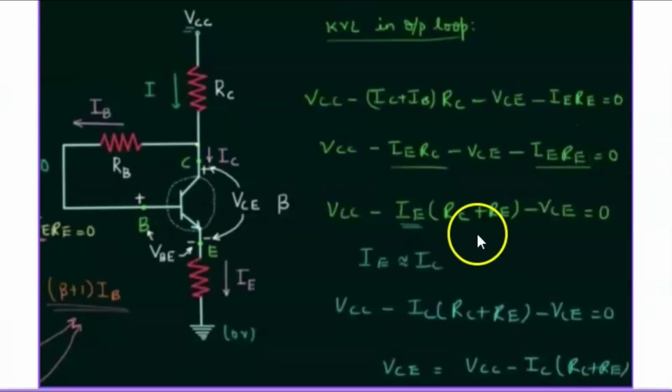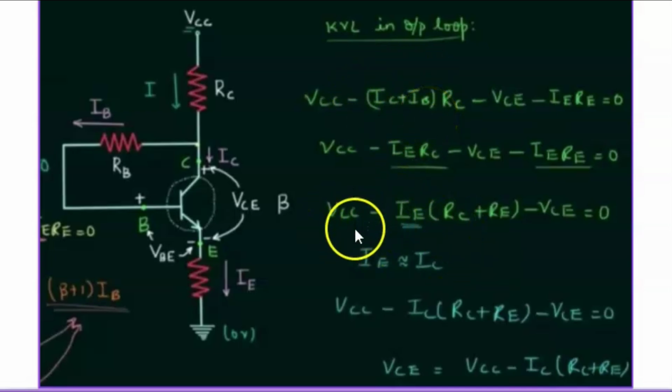Now lastly we have to just determine the value of VC. So for that we are going to apply KVL in the output part of the circuit and we are going to get our equation as VCC minus (IC plus IB) times RC minus VC minus IERE is equal to 0. Now we know that IE is equal to IC plus IB, so we can replace IC plus IB as IE.